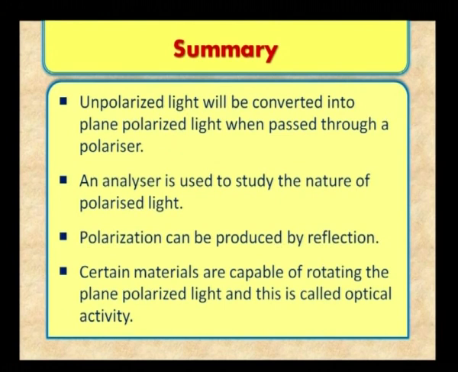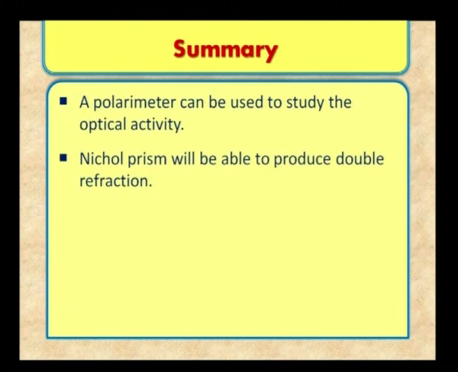Unpolarized light will be converted into plane polarized light when passed through a polarizer. An analyzer is used to study the nature of polarized light. Polarization can be produced by reflection. Certain materials are capable of rotating the plane polarized light, and this is called optical activity. A polarimeter can be used to study the optical activity. A nickel prism is capable of producing double refraction.